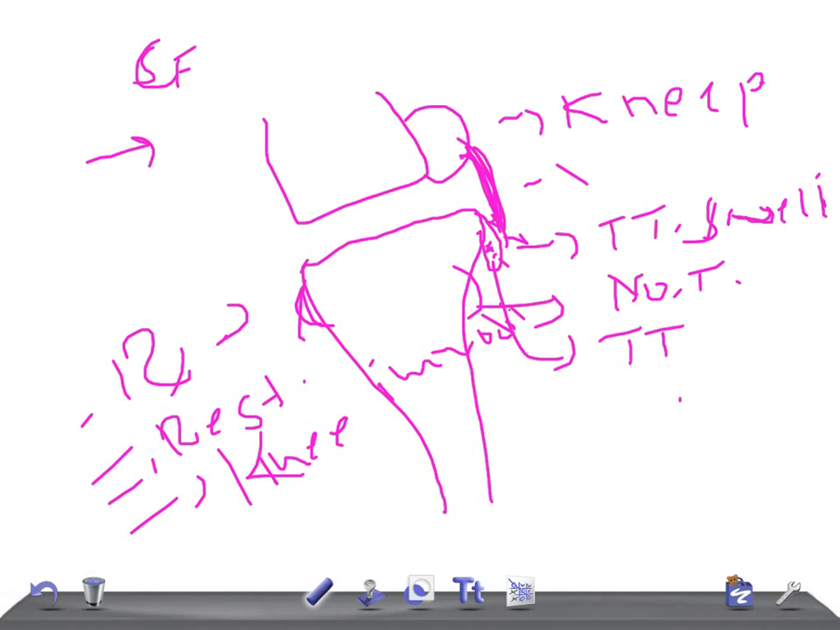And you know why it happens in adolescents? Because of the growing bone centers. Because of this epiphyseal growth, that's why it's seen in adolescent patients.